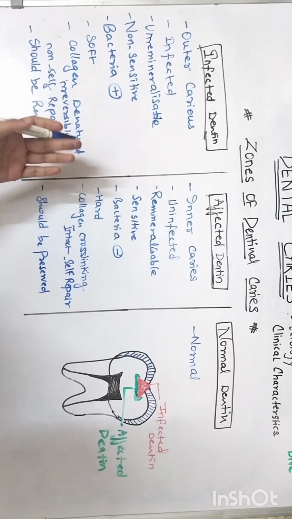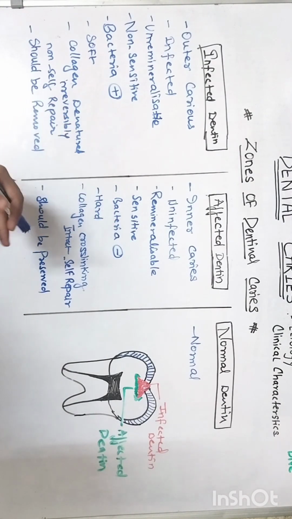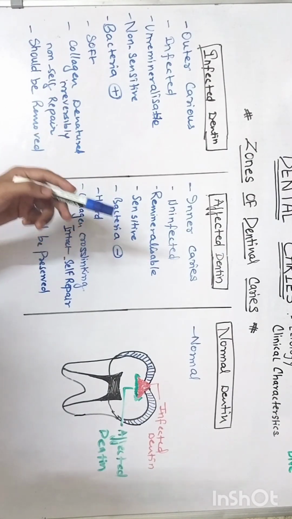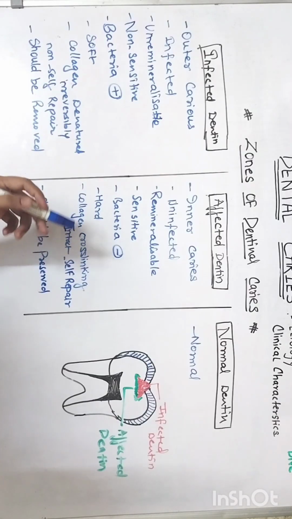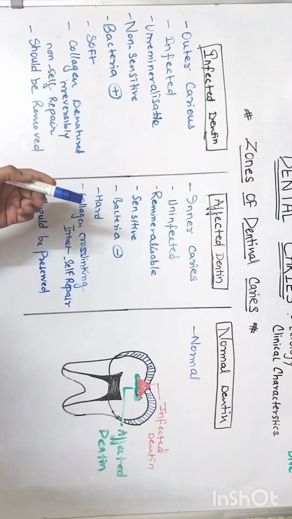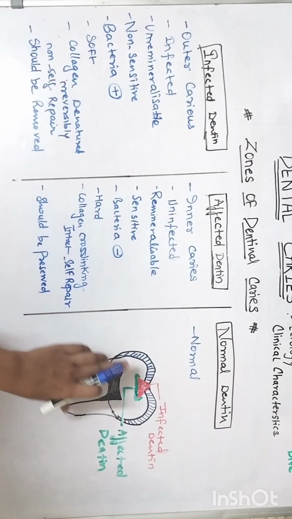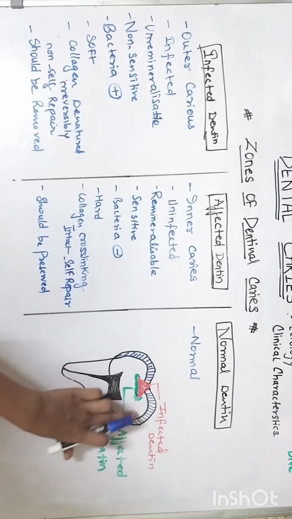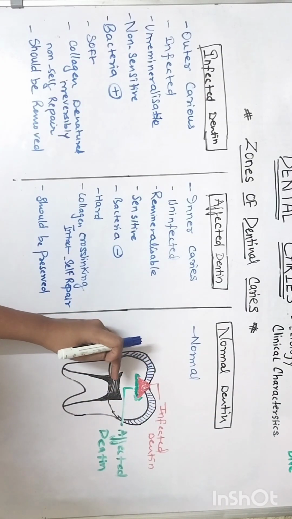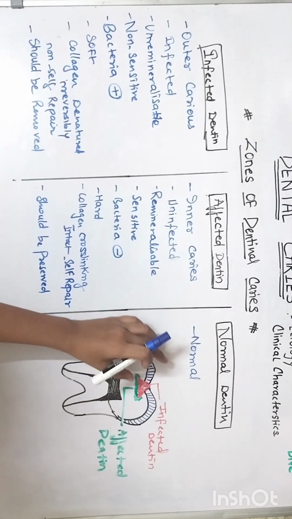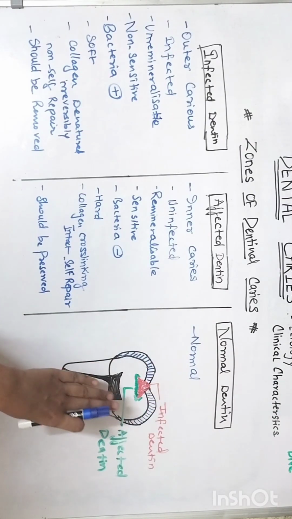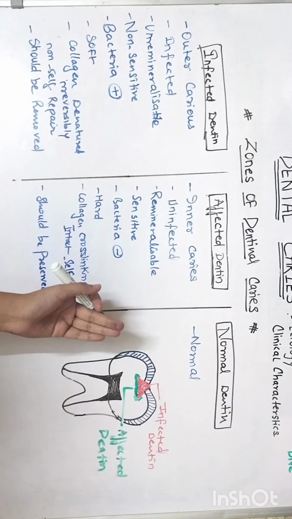The infected dentin should be removed. It should always be removed by hand or instruments. But the affected dentin should be preserved because we are approaching for conservative treatment. As you can see in this picture, the red portion here is the infected dentin and the green part here is the affected dentin beneath your infected dentin. So the infected dentin part should always be removed, but the affected dentin can be preserved for conservative approach.